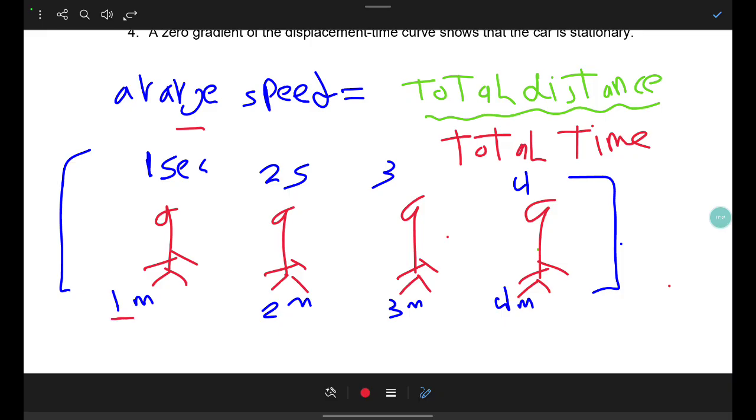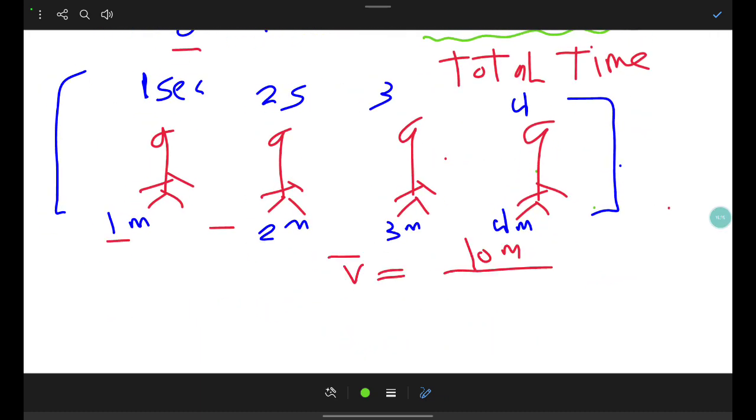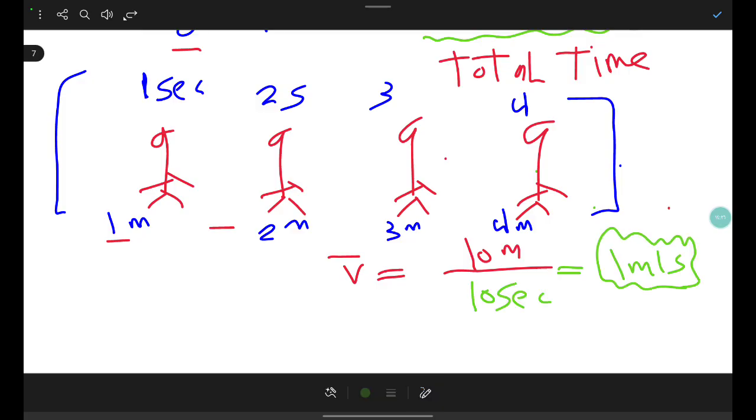Total distance: 1 plus 2 plus 3 plus 4 equals 10. Average speed, we simplify it to V bar, equals total distance, 1 plus 2 plus 3 plus 4 equals 10 meters, over 1 plus 2 plus 3 plus 4 equals 10 seconds. That gives us 1 meter per second. This is the average speed for the man. So average speed, by the way, in this case equals the normal speed.